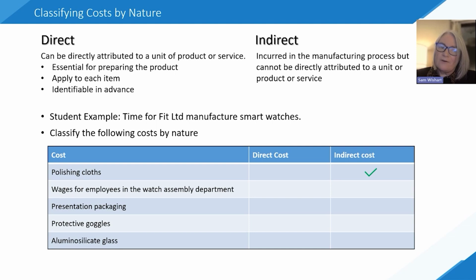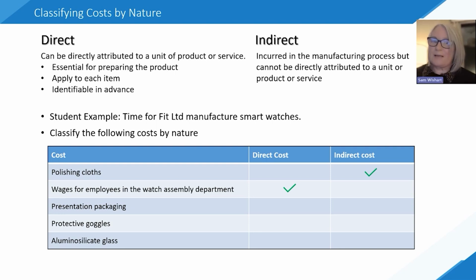What about the wages for employees in the watch assembly department? Do we think they're going to be essential to preparing the product? Do you think we'll know what those employees are going to be paid? And do we think that it will apply to every item? Yeah, I agree with you. The watches need to be assembled, don't they? And somebody needs to assemble them, so this cost will be direct.